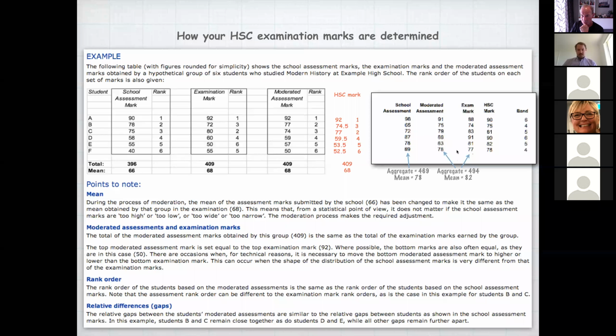These were my marks 1 year, and I just showed them that the aggregate for the marks here were 494 for their exam mark, and they went better in the exam than their school assessment, and that's how they moderate the assessments.